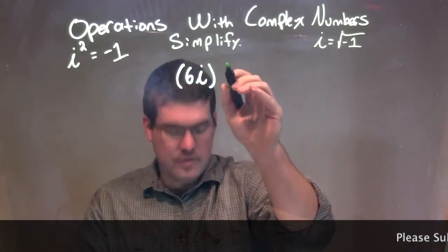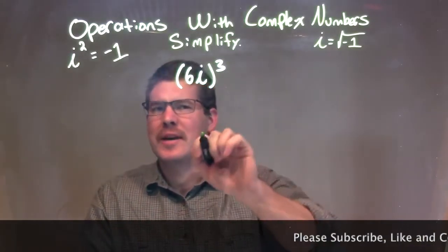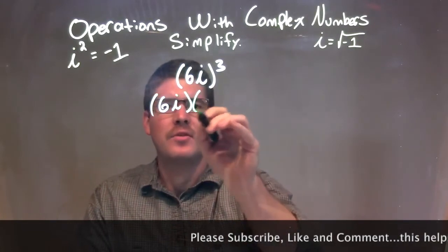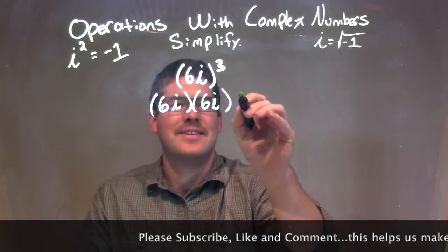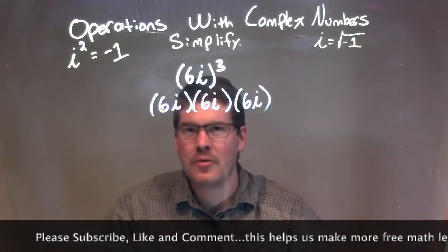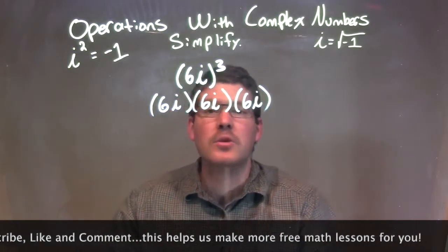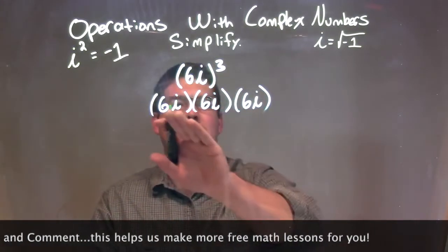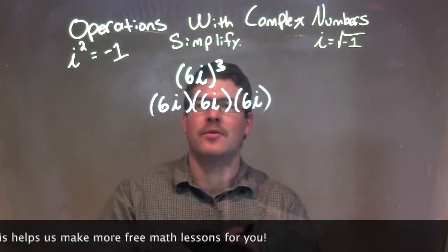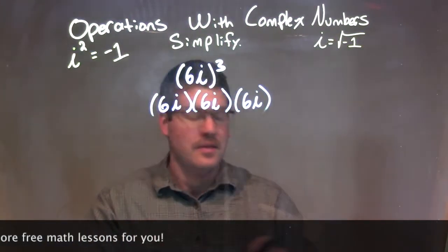6i to the third power. Well, this one is a little tricky because we have 6i to the third power. That's really just 6i times 6i times 6i, right? Some people, once you get comfortable, can say it's 6 to the third times i to the third and go from there. Let's do that, actually. We're going to see how it's broken down, but let's just multiply it out. 6 times 6 times 6, 6 to the third, 6 times 36, which is 216.